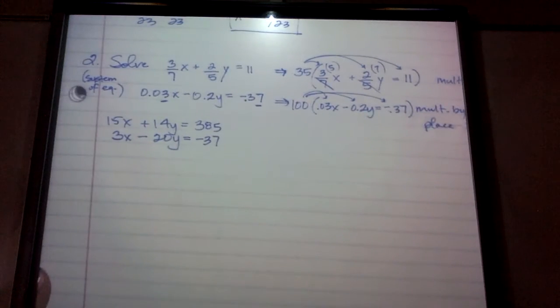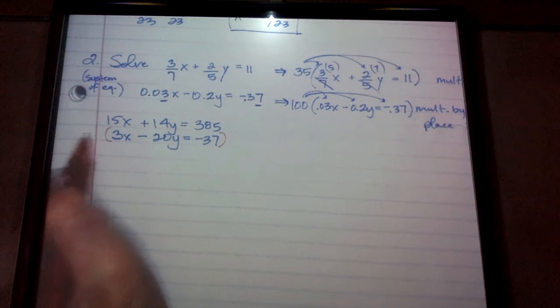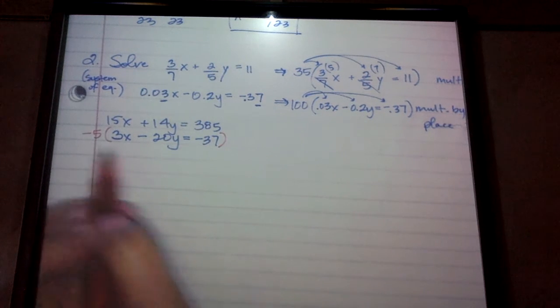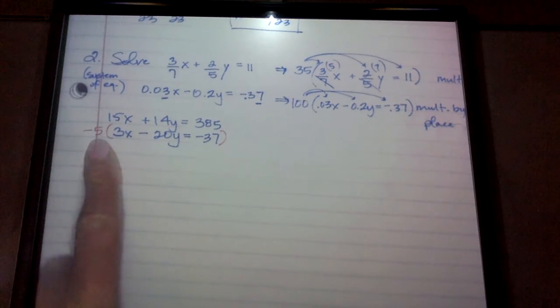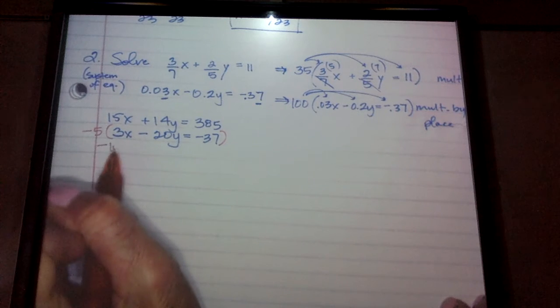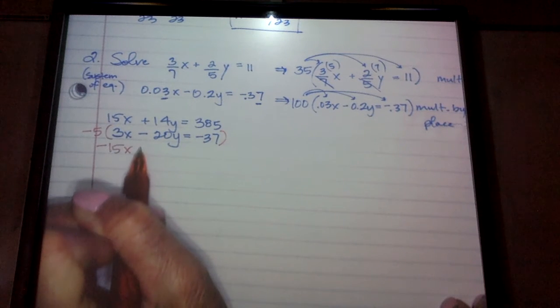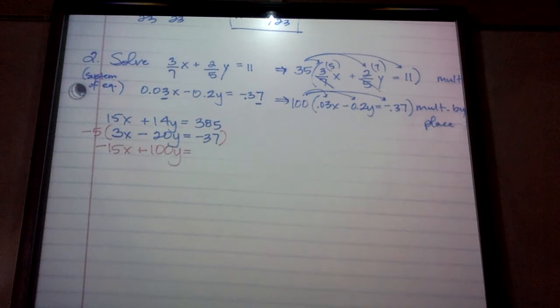Now I'm going to solve this system. So in order to solve a system, I'm trying to create opposite coefficients. So in order to make this opposite, I'm going to multiply this by negative 5, because that will produce a negative 15x. So this 15x and a negative 15x will eliminate x. So I'm going to distribute that. That gives me negative 15x plus 5 times 20 is 100y equals, and that I'd have to multiply out. I believe I got 185.